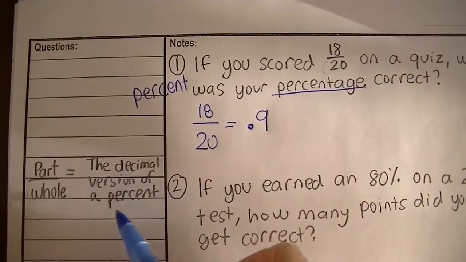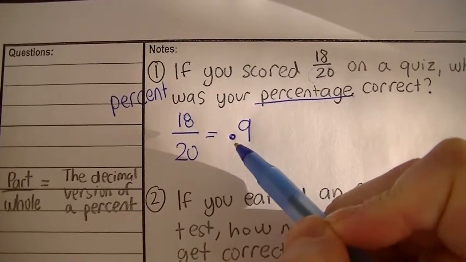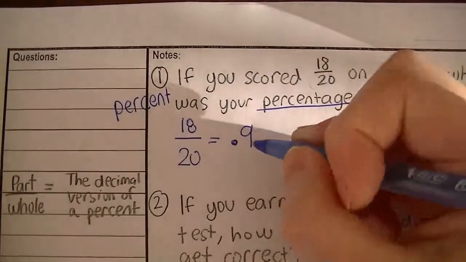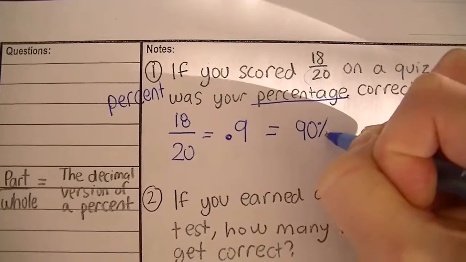Remember, that's the decimal version of the percent, so you need to convert this decimal into the percentage by multiplying 0.9, 9/10, times 100. And that would give you 90%, okay?